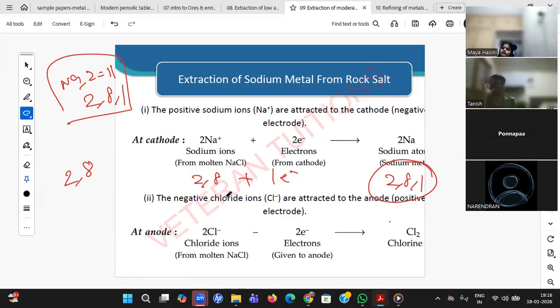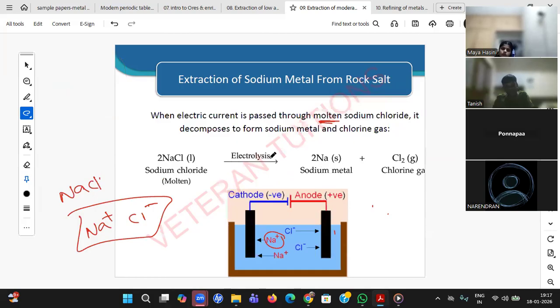Okay, at anode. Yes, go ahead, student. What's the doubt? Sir, won't Na catch fire? So where am I mixing with? This is a closed apparatus, first of all. And Na is not being mixed with water. That's the reason he has taken molten. You see, molten means he is heating it.